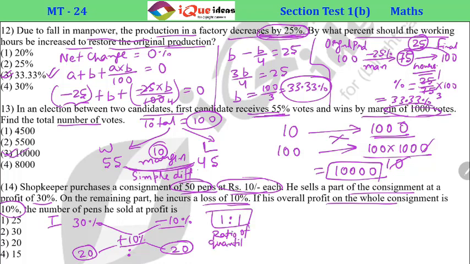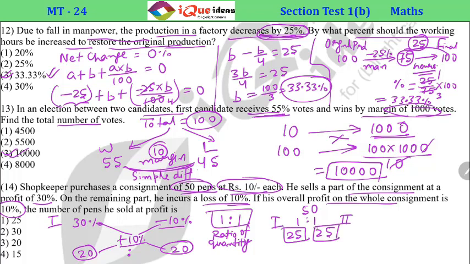Ratio of quantities. Now, what is the quantity here? Quantity is the number of pence. So, if there are 50 pence, ratio is 1 is to 1. That means we have to divide 50 in the ratio 1 is to 1. That means clearly 25 and 25. So, 25 pence were sold in the first category. 25 pence were sold in the second category.